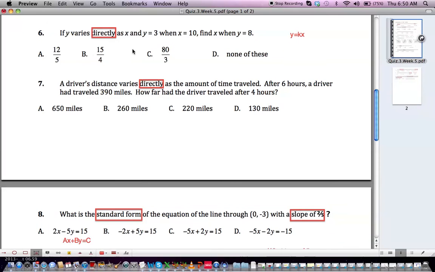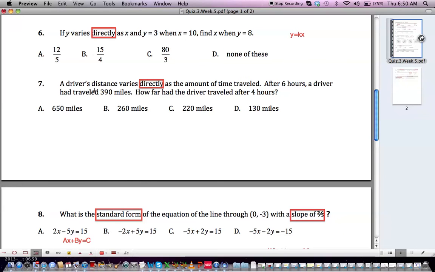Number 6, if y varies directly as x and y equals 3 when x is 10, find x when y equals 8. And here's your direct variation formula. And remember, you want to substitute these in there. And then once you find k, you'll be able to substitute the 8 in and find x. All right? So we've practiced this a lot in class. So take your time and make sure that you substitute those correctly.